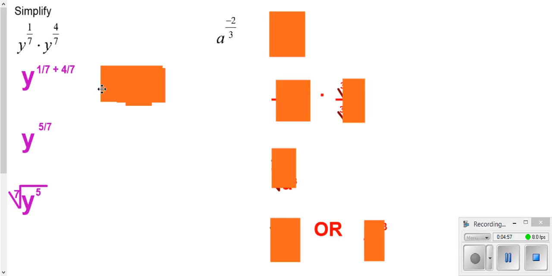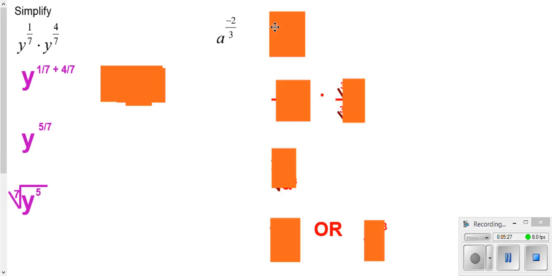Typically, though, as you look at the problems that you'll be doing, if you start out with rational exponents, you want to leave your answer with rational exponents. So we'd leave it as this. This is not necessarily technically wrong, but for the most part, with what we're going to be doing in class, if you start out with rational exponents, your answer should be left with rational exponents. If you started out with roots, you'd want to leave your answer with roots.